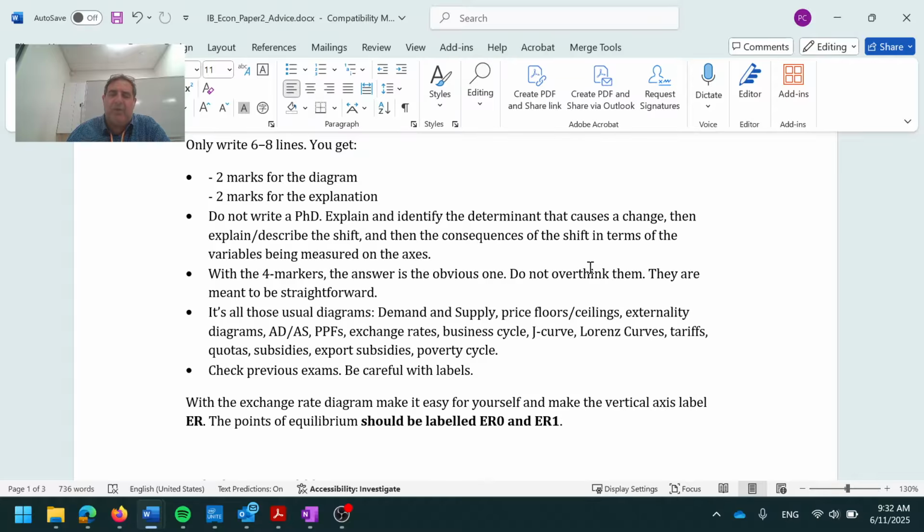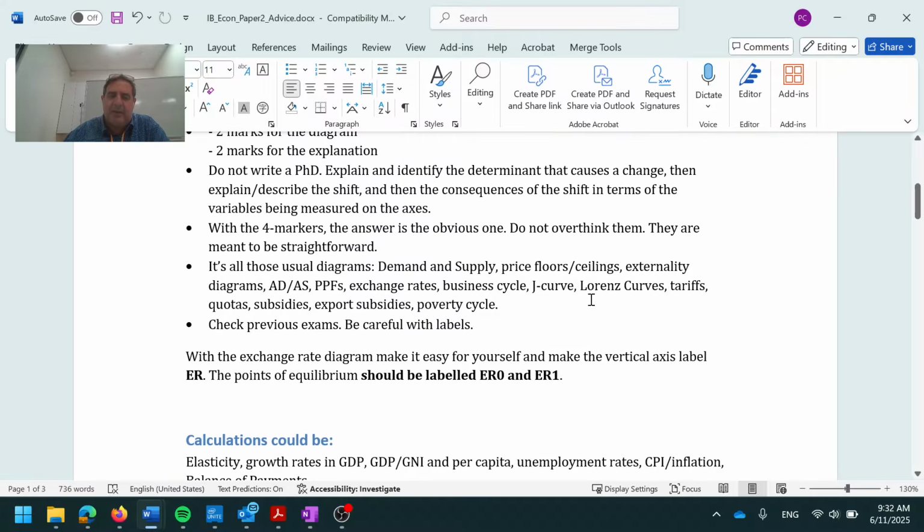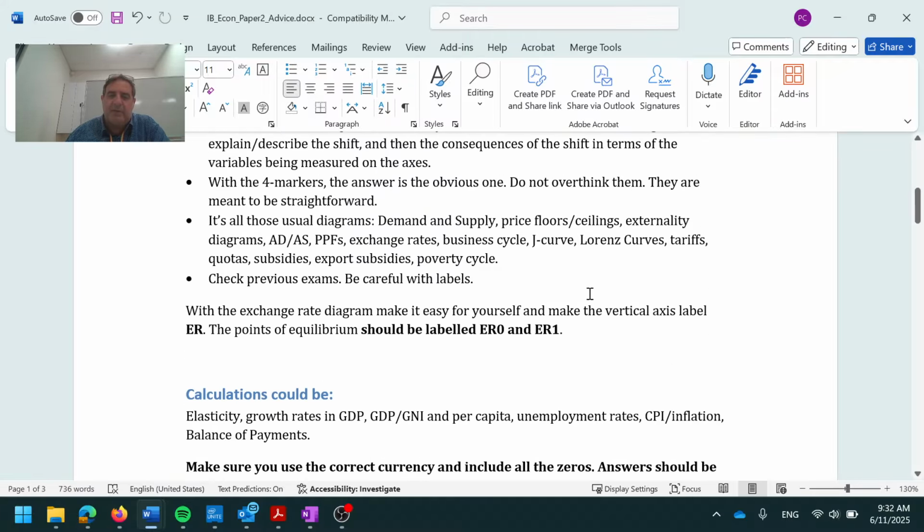The only other thing I would add is that point that I've made there where it says with the exchange rate diagram, make it easy for yourself. Don't complicate it. On the vertical axis, just simply write ER or exchange rate, and then your points of equilibrium on the vertical axis should be labelled ER0 and ER1 to show the dynamic change. Keep it really simple there. People drop a mark from poor labelling of that vertical axis. Keep it simple. Don't complicate it.